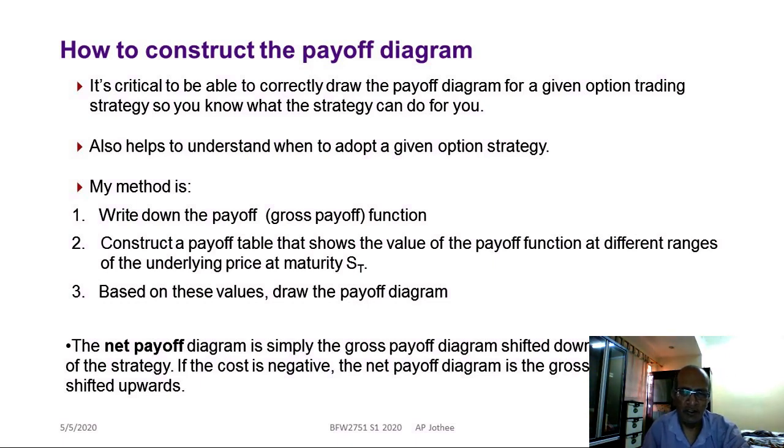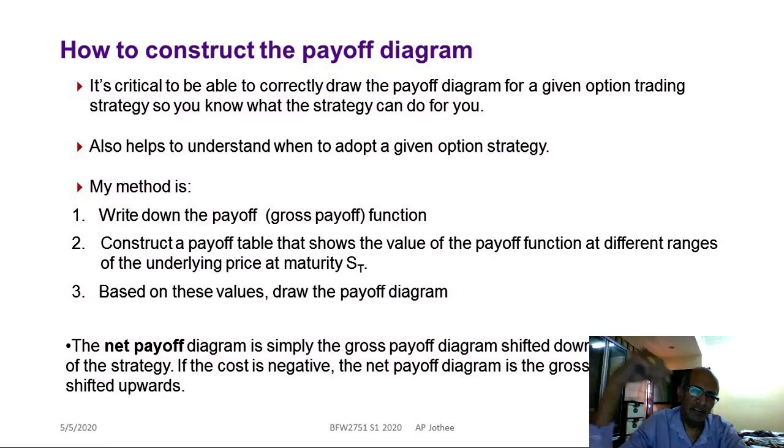If you are in a call position, of course, the higher the ST above K gives you higher the profit. If the ST falls below, then you just expire it without exercising it. Of course, I told you, remember, options is just buying a right, not an obligation. You exercise the option only when you have money to collect or is profitable to you. It also helps to understand when to adopt which strategy.